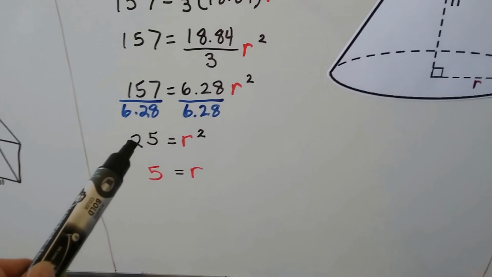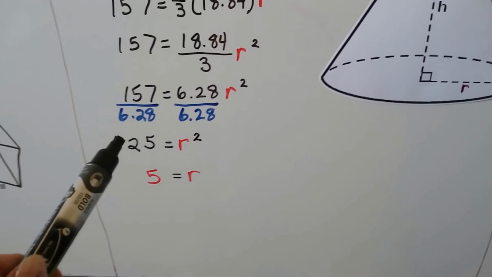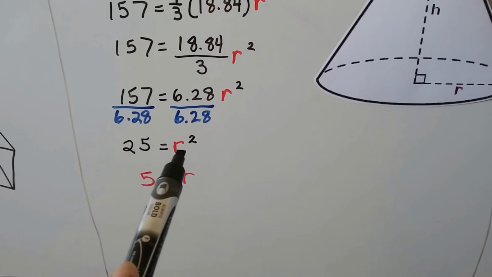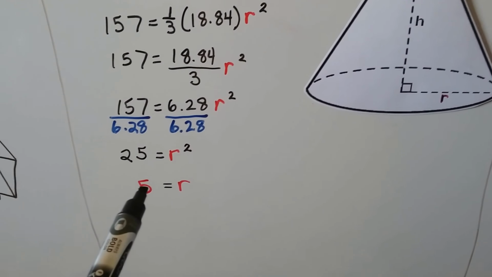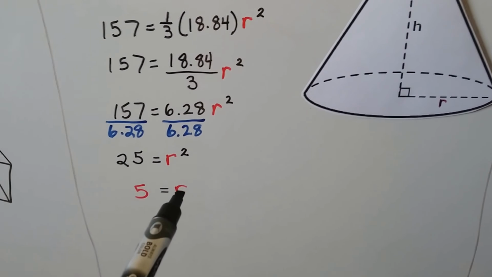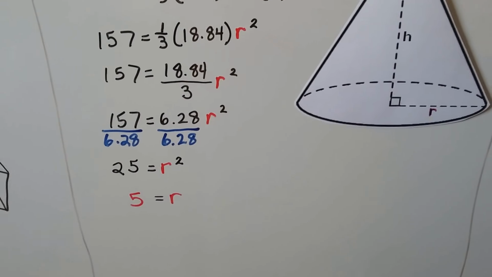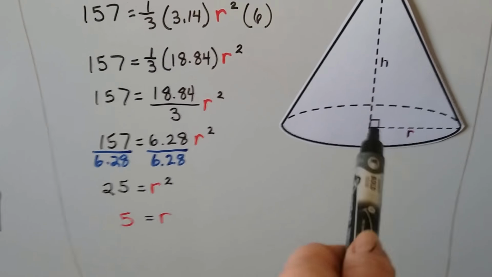And what number times what number would equal 25? What could r be that when you square it, it equals 25? 5. 5 times 5 is 25. So we know an r not squared is a 5. So we know the radius is a 5. See?